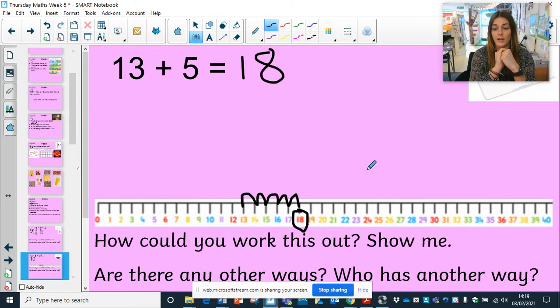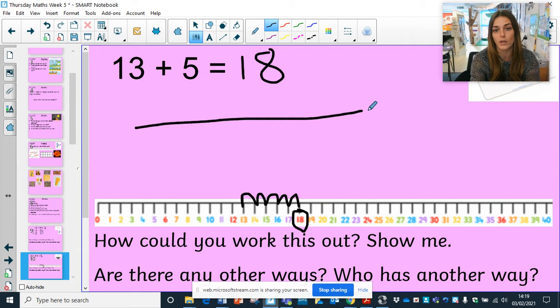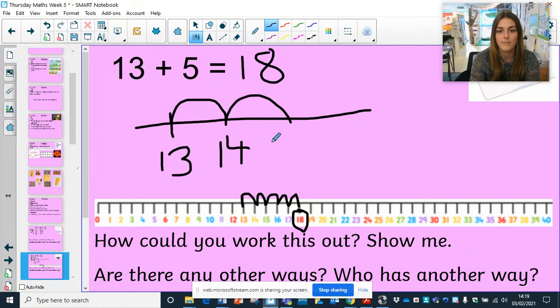So that's how you can use a number line. If you want to use a blank number line, you can draw it out yourselves and then start with your biggest number. So you can just draw your line, add on your biggest number, so that's your 13, so we write that on there, and then you do your 5 individual jumps along there. So we would do add 1, we would then get 14, add another 1 to get to 15, add another 1 to get to 16. So we've got 1, 2, 3 jumps, so we need 5, so we need to keep going.